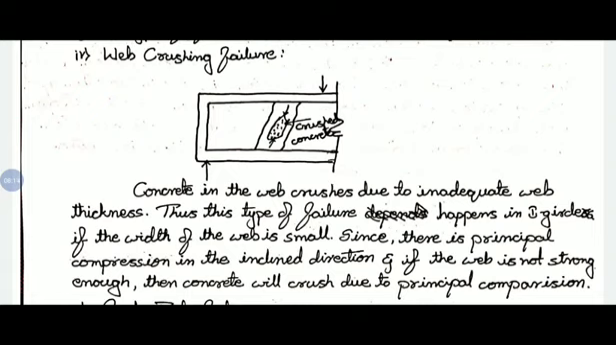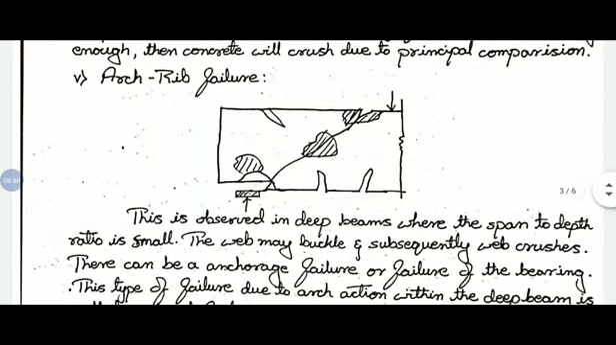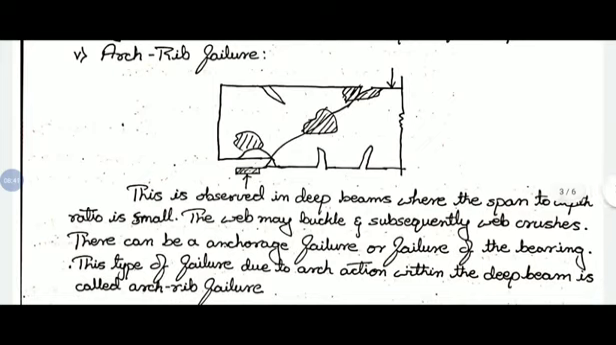So principal compression in the inclined direction, and if the web is not strong enough, the concrete will crush due to principal compression. So this we can majorly observe in I sections. This type of failure, web crushing failure, is majorly observed in I sections. And last type of failure is arch rib failure.